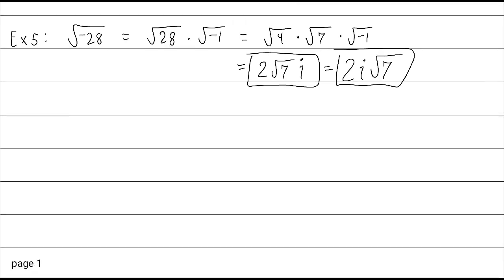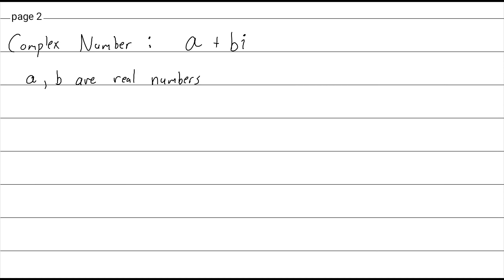So let's now go on to what a complex number is. All of these are just sort of imaginary numbers. They deal with i. Let's talk about complex numbers. A complex number is a number that has the form a plus bi, where a is a real number and b is a real number. A and b are real numbers. And then b has an imaginary part.